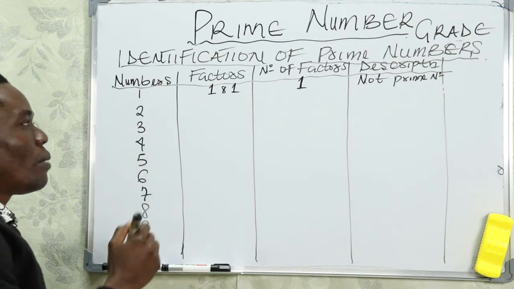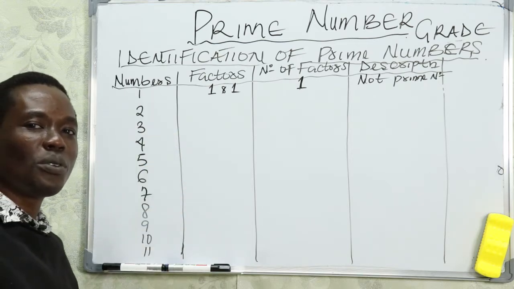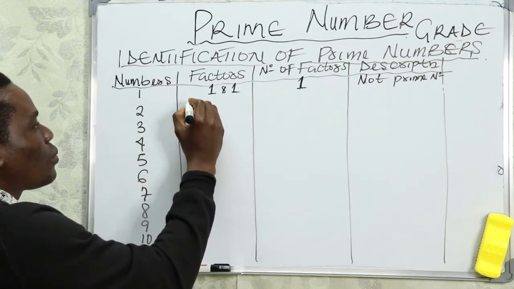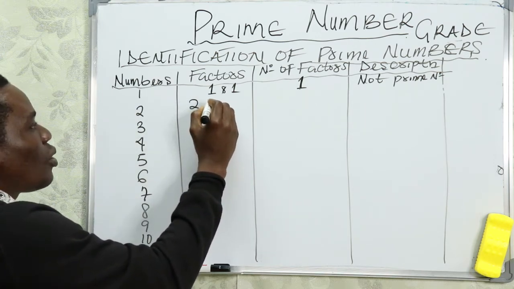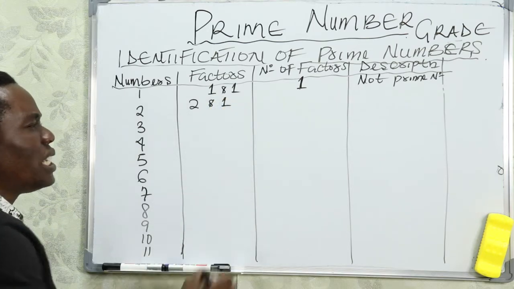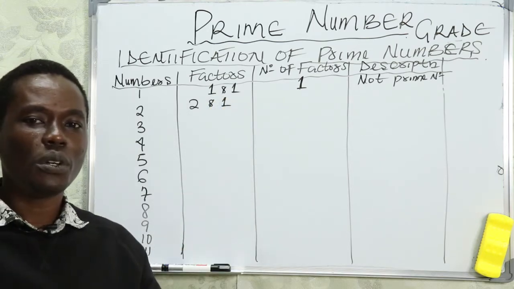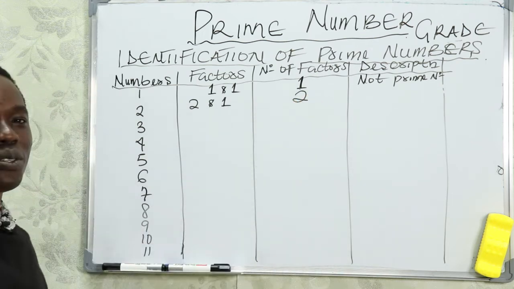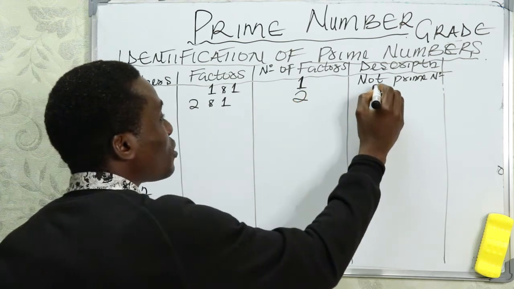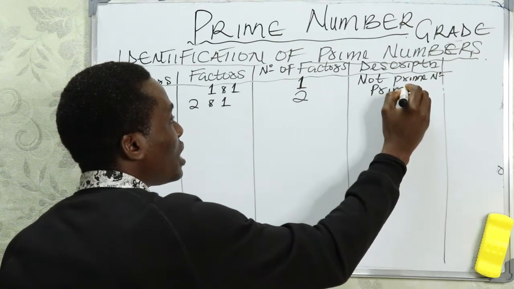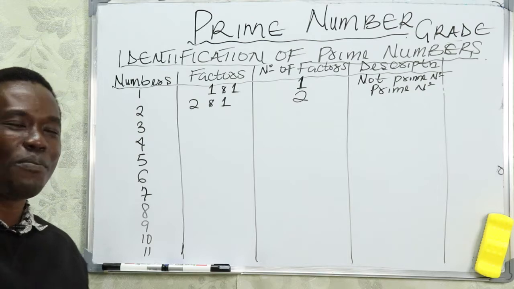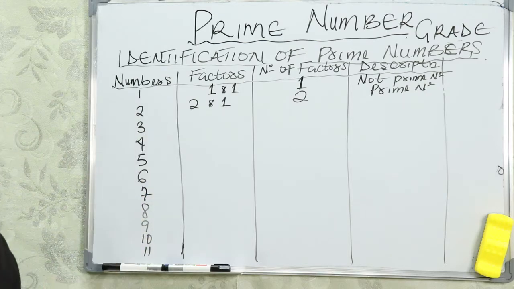Now let's look at number 2. How many factors does number 2 have? Number 2 can be divided by itself, 2, and can also be divided by 1. Is there any other number that can divide 2? No. So it has 2 factors. So with that, we can say it is a prime number. Are you following me?